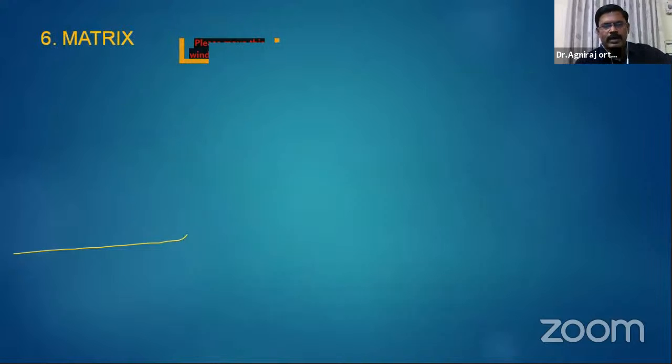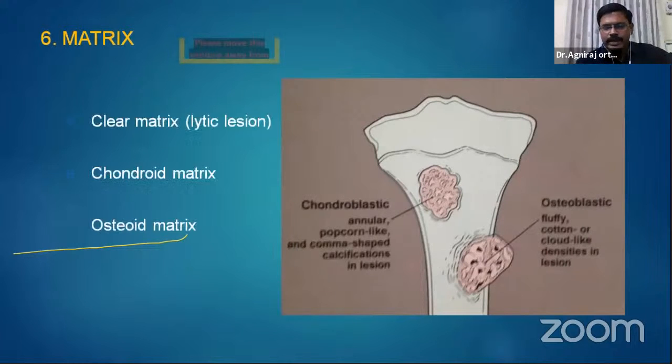So coming to the last two things, matrix. What is the matrix? Matrix is the internal extracellular tissue. It is the tissue of the tumor. Okay, it is of three types. I told you lesions are lytic lesion and sclerotic lesion. If it is a lytic lesion, the matrix is filled with soft tissue. For example, aneurysmal bone cyst, if you take, it is filled with blood.